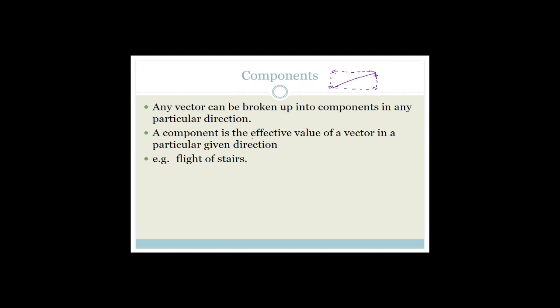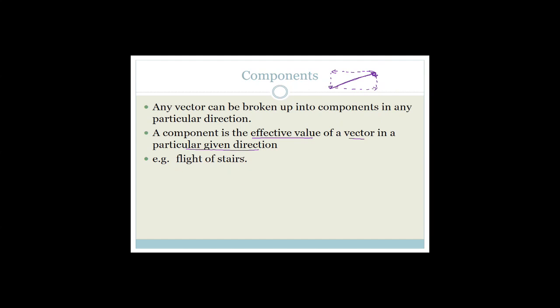A component is the effective value of a vector in a particular given direction. In other words, that vector there can be made up of going east this way and north that way, or it can be made up of going west that way and south that way.